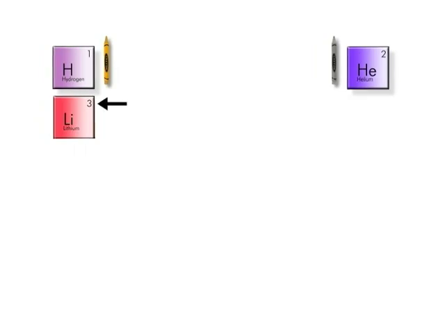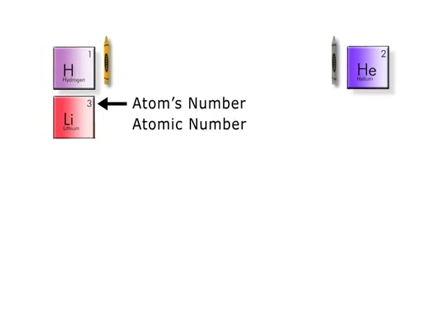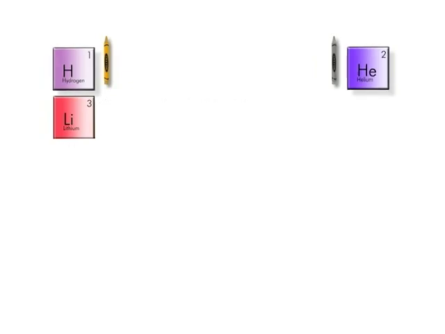Each number represents how many protons are in the nucleus. Thus, this number is called the atom's number, or the atomic number. It is also called the proton number because, well, it tells how many protons there are. Sort of obvious, really. The bigger the number means the element has more protons, and thus the heavier the atom gets.